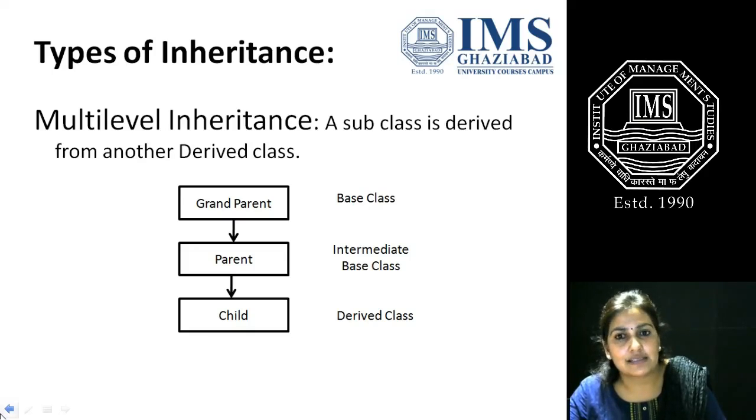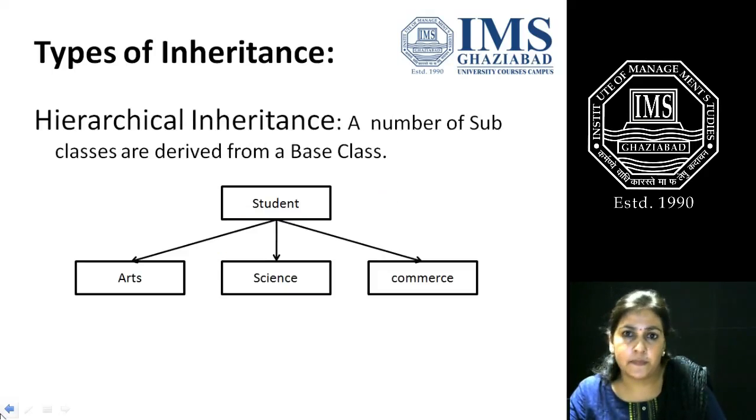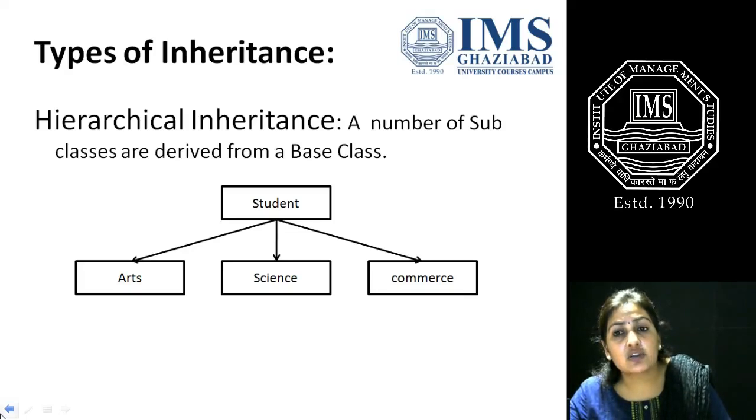Next is hierarchical inheritance, where a number of subclasses are derived from a base class. For example, we have a base class student, a student of any type. Either it's a student of arts, science, commerce, or engineering, all students having some common features. For example, his or her roll number, enrollment number, college name or university name.